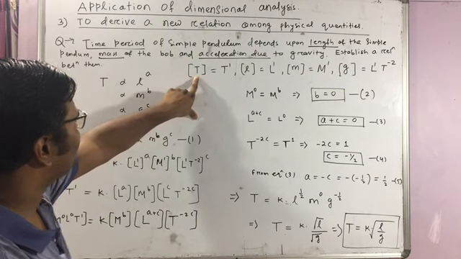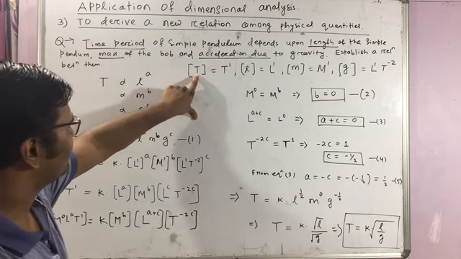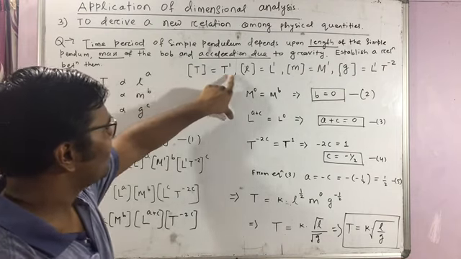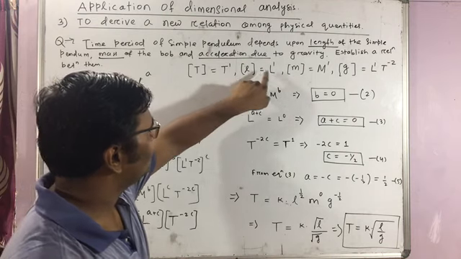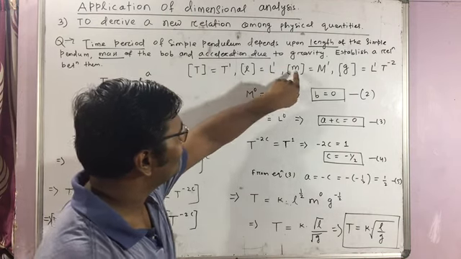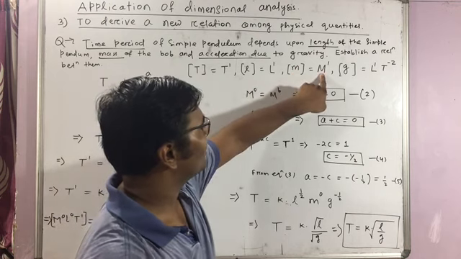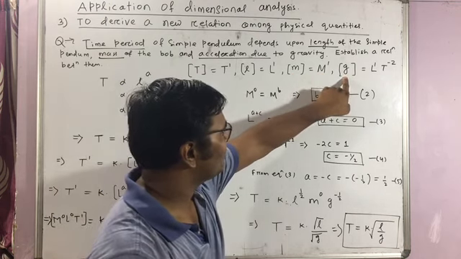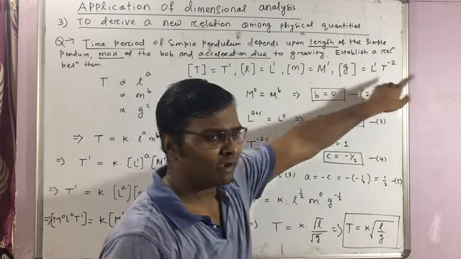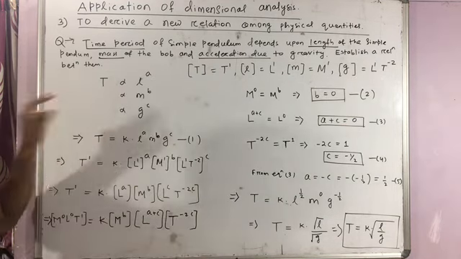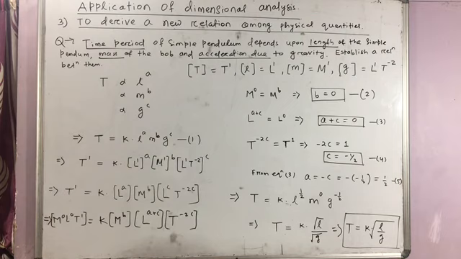The symbol for time period I took it is t. Its dimension is T1. L, length of the simple pendulum, so dimension is L1. Mass of the bob, which is small m, I have taken the symbol, and its dimension is M1. Acceleration due to gravity is small g, and its dimension is L1 T minus 2. Now let us start the derivation with this.